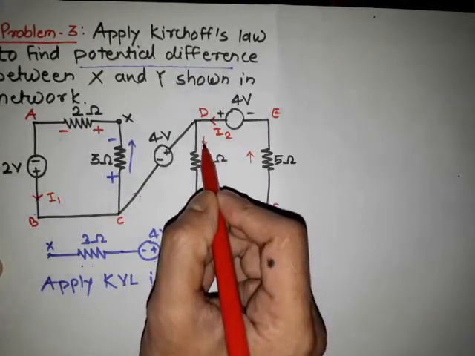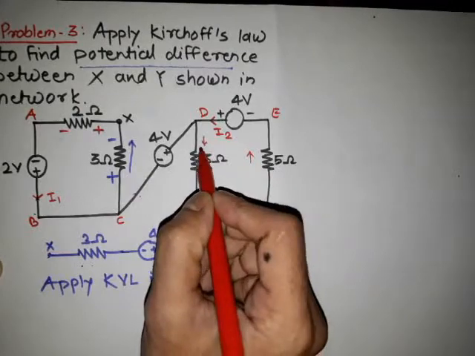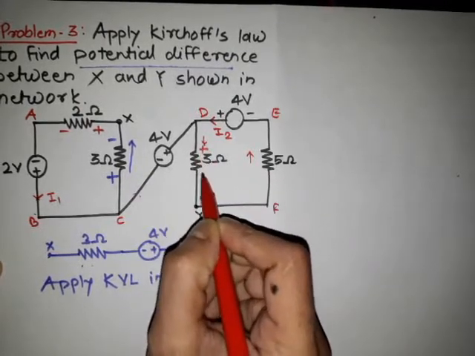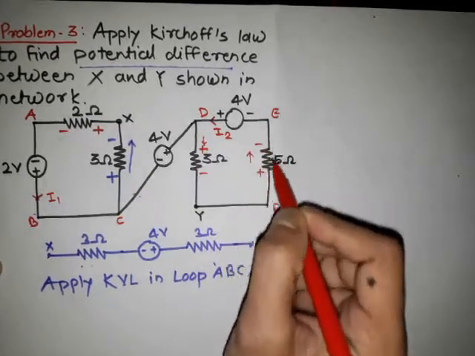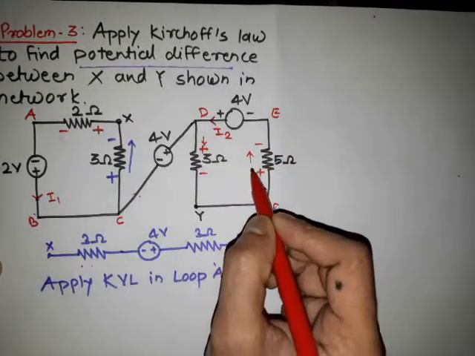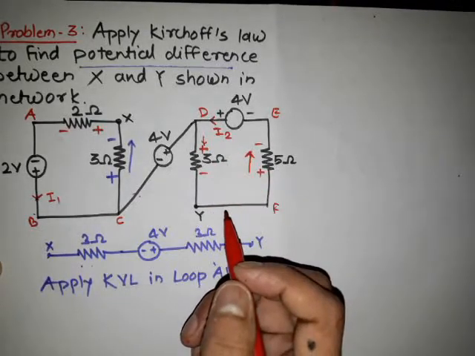Suppose the current flows through this 3 ohm resistor like this, that means I am considering the starting terminal is plus, end terminal is minus. Here also the starting terminal is plus, end terminal is minus, because the current is flowing in the upward direction. Likewise, we are considering the clockwise direction.